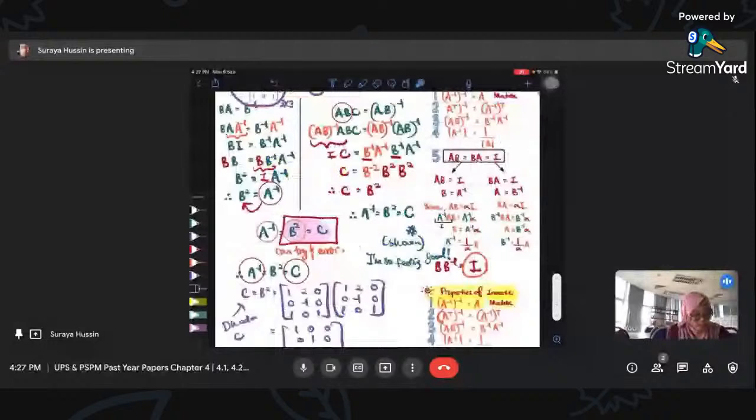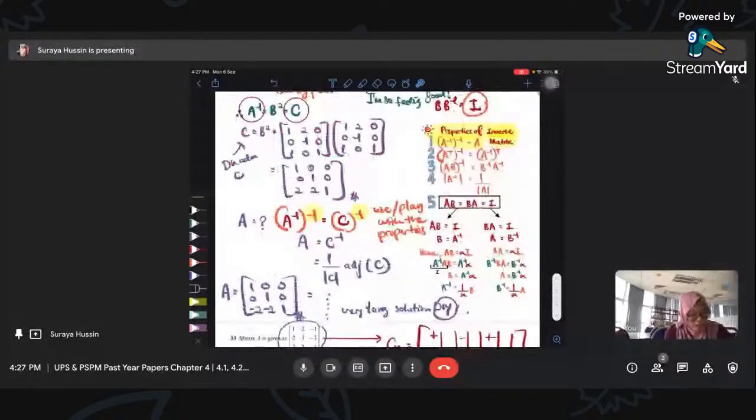Okay, adjoint matrix ni, this is C inverse, right? This is the inverse matrix of C. This is the adjoint method, finding it by using the adjoint method. So this adjoint method is not as simple as you think, boleh terus dapat jawapan. Tak ya? Tidak. This is not as simple as you think.